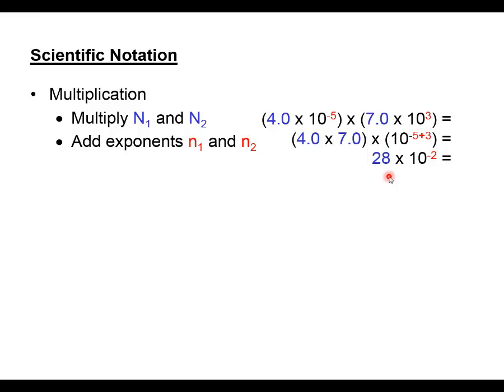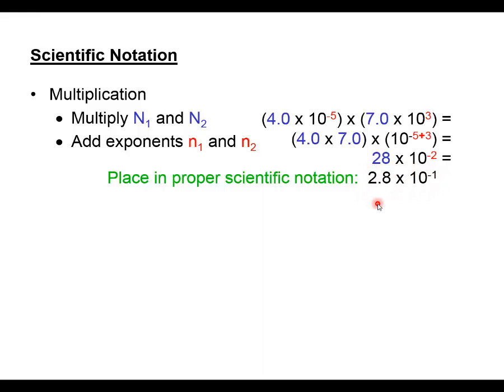If I want to put it in proper scientific notation, I'll need to move the decimal point one place to the left, so I get 2.8. But if I move it to the left, I must increase my exponent value by 1. Since this is a -2, increasing that by 1 would give me a -1. So my proper scientific notation is 2.8 times 10 to the -1. So this would be the best answer in proper scientific notation right here.